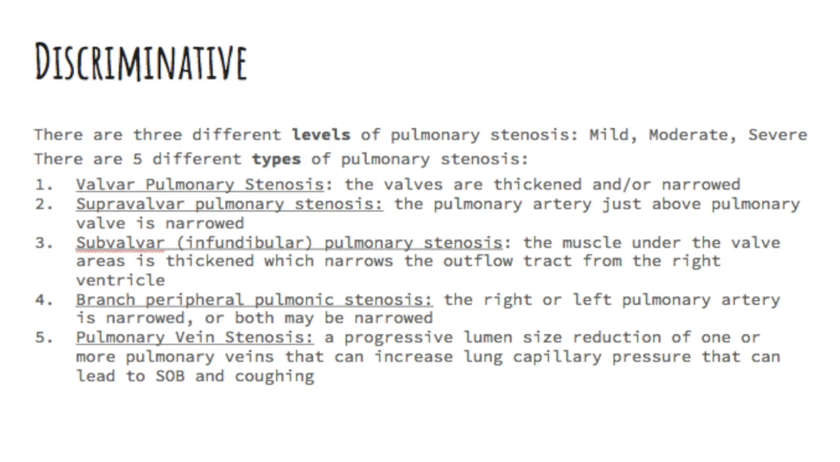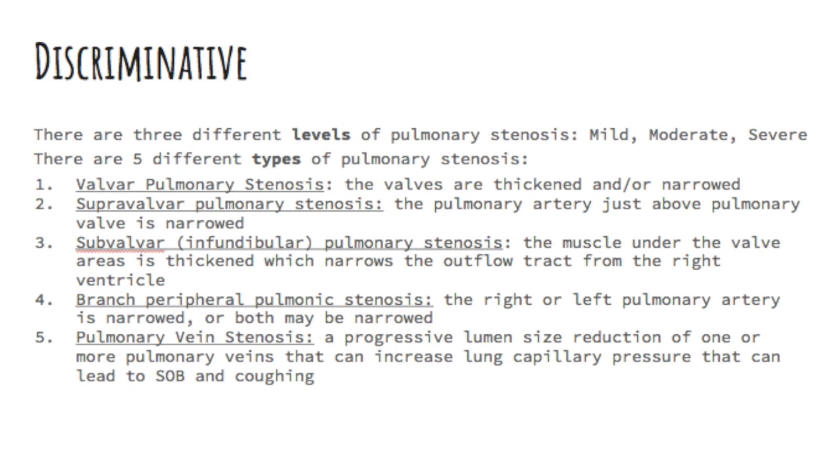So there are 3 different levels of pulmonary stenosis. You have mild, moderate, and severe, and there are 5 different types of pulmonary stenosis. These include valvular pulmonary stenosis, supravalvular pulmonary stenosis, subvalvular pulmonary stenosis, also known as infundibular, branch peripheral pulmonic stenosis, and pulmonary vein stenosis. So valvular pulmonary stenosis is when the valves themselves are thickened and or narrowed.